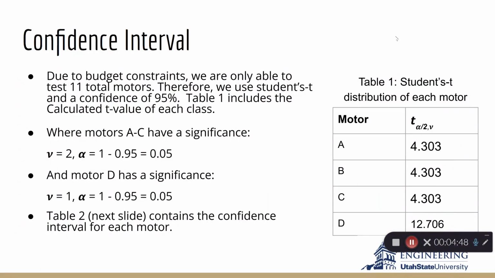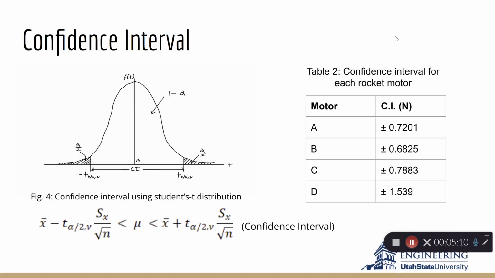We used standard statistical tools, including sample mean, sample standard deviation, and a confidence interval of 95%. And because we had a limited number of trials, we applied Student's t distribution to estimate uncertainty. Because we were only able to test 3 rockets for each class of motor, the central limit theorem cannot be applied, so we use Student's t instead. Figure 4 is a demonstration of what Student's t distribution looks like for our data. The confidence interval is 0.72 for a Class A motor, 0.68 for a Class B motor, 0.79 for a Class C motor, and 1.52 for a Class D motor.